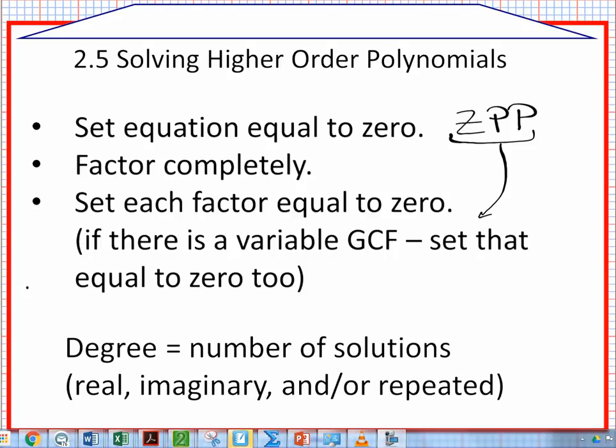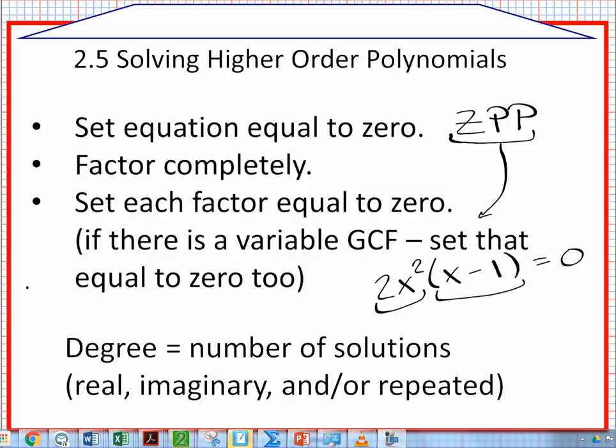One thing that's going to be a little new to you is that if there's a variable greatest common factor, so for example, 2x squared times x minus 1, the 2x squared is going to give us a solution or some solutions to, not just the x minus 1.